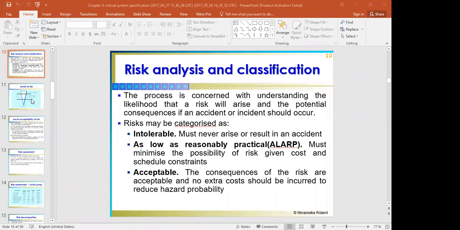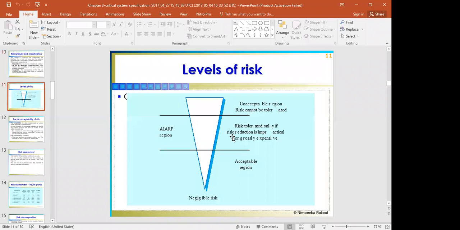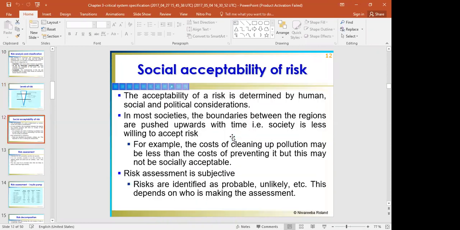Now, this diagram here just shows all these risks. There's what we call the unacceptable region, where risk cannot be tolerated. We saw that. Then we've also seen the allowed region, where risks are tolerated only if the risk reduction is impractical or grossly expensive. And then we have the acceptable region, where we have negligible risk.